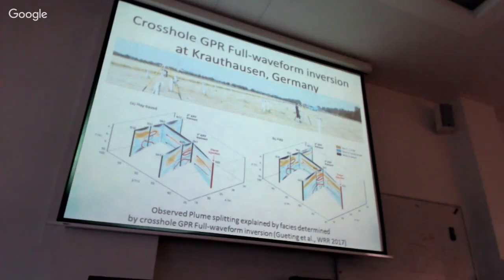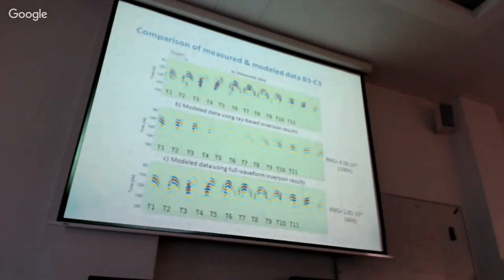And looking at the ray-based inversion results, we see that the clustering does not really indicate certain structures in the subsurface, why this kind of trace splitting was occurring. Looking at the GPR full waveform inversion results, we see that here this kind of layering is indicating the different pathways, why this kind of plume splitting was occurring at this aquifer. So that is indicating the high resolution that we can obtain with full waveform inversion if we use all the data that is available.